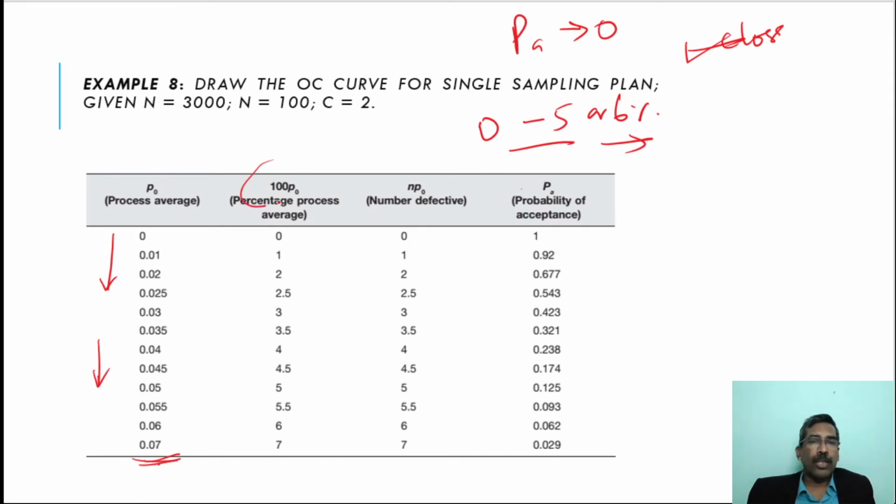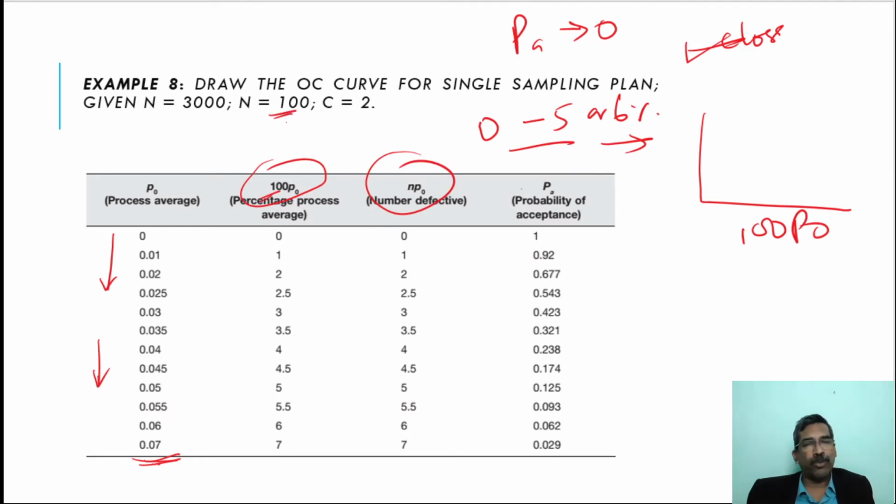Now this is the 100 P0. 100 P0 is used for the x-axis, and this is the NP0. Here, by the way, n and 100 are both taken the same for calculation simplicity. Both values are the same here, but we can take any value of n as given in the question. And here C equals 2. So how to take this value PA? This value can be taken from the Poisson distribution table.